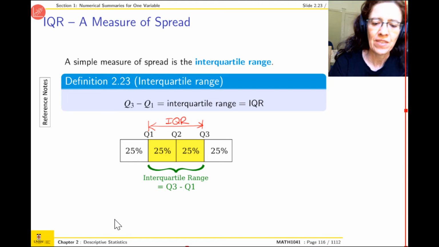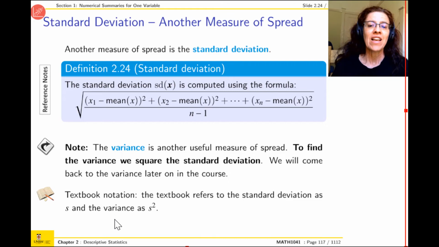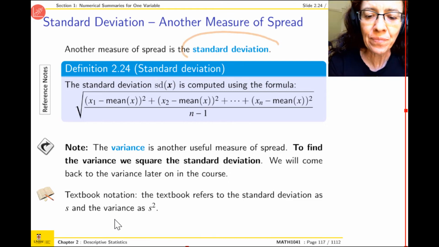Interquartile range. So that's one you can use, and because it's dividing the data into these four sets with the same number of values, it's not going to be affected very much by outliers. Whereas the usual one, the most common one, is the standard deviation.